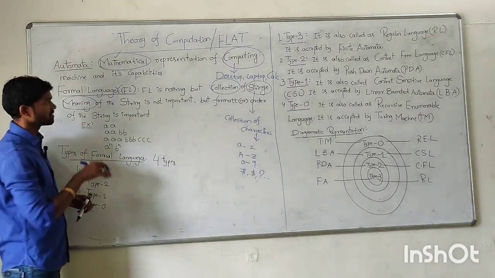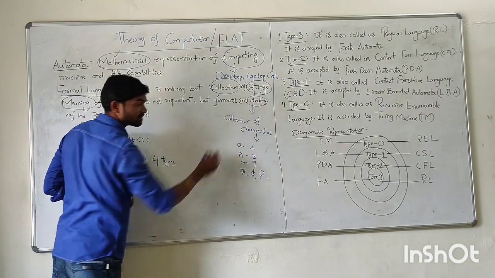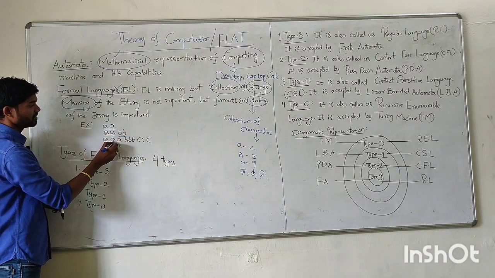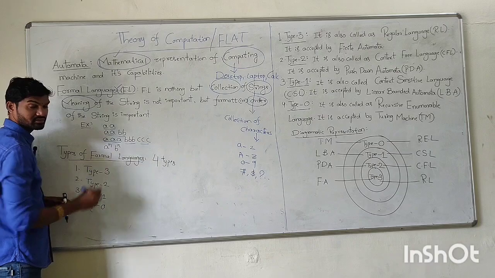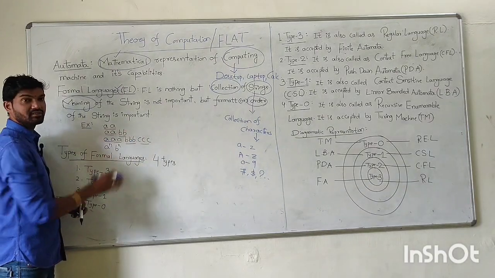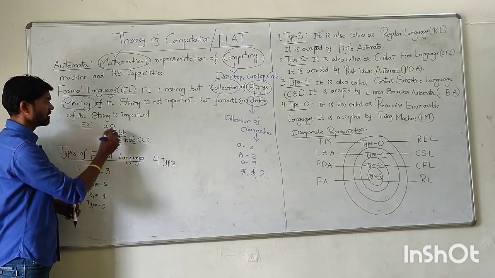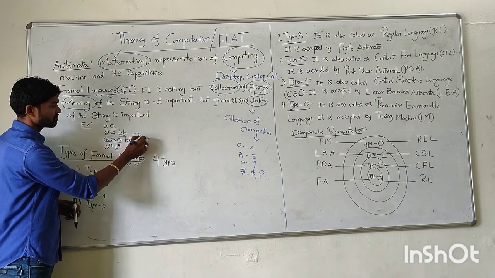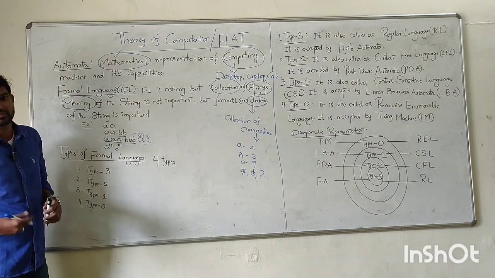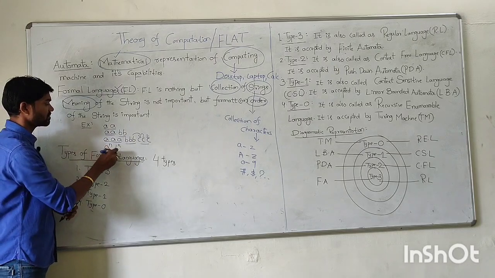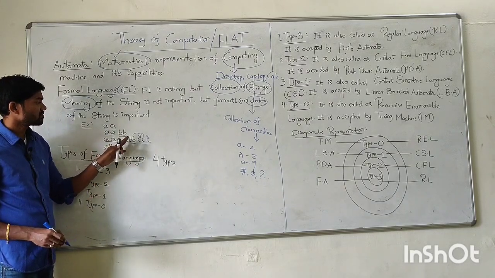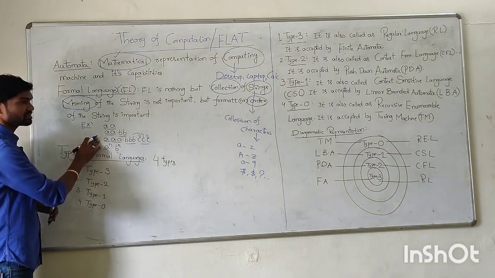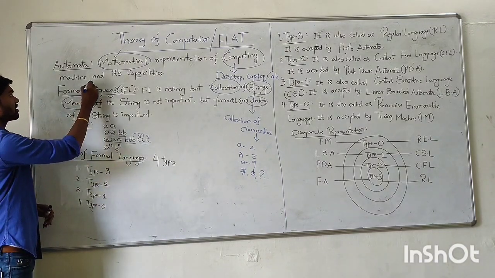In these collections of strings, meaning is not important, but order is important. For example, if you take AA, BB, AAA, they do not have any special meaning, but order is important. That means after A's, how many B's come, after B's, how many C's come. For example, after 3 A's, 3 B's come, after 3 B's, 3 C's come. Order is important. Such a collection of strings is called a formal language.